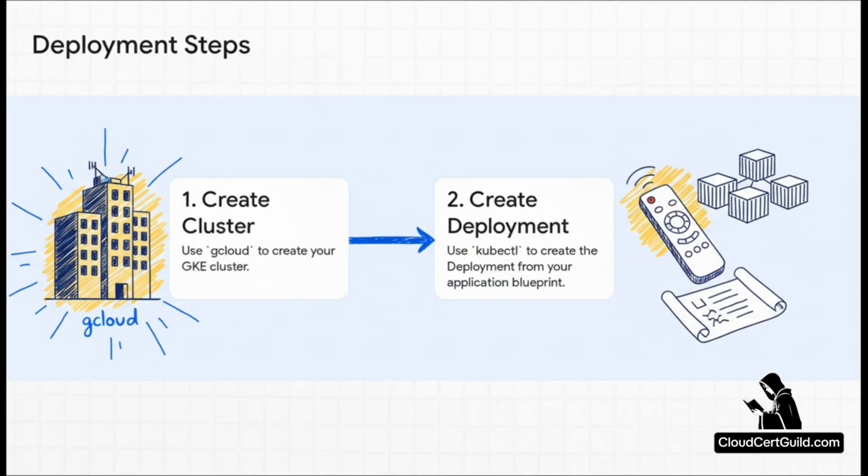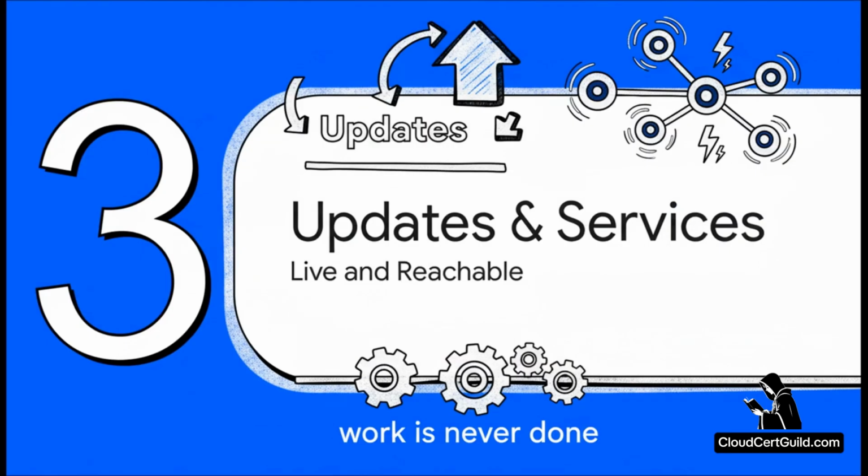So how do you actually do this? You'd be surprised. It's really a 2-step dance. First, you use a tool called gcloud to create your GKE cluster. That's like building the entire apartment complex. Then, you use another tool, kubectl, which is kind of the universal remote for all things Kubernetes, to hand over your deployment blueprint. So first, you build the complex, and then you tell the manager how to fill the apartments. Simple as.